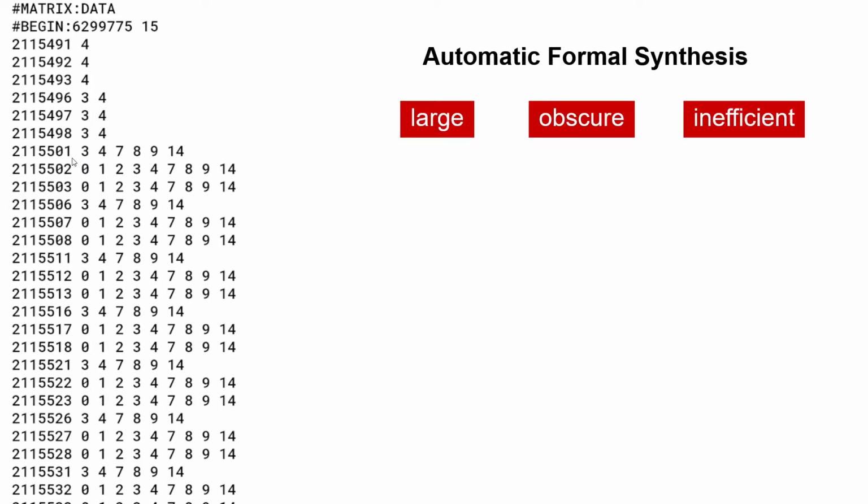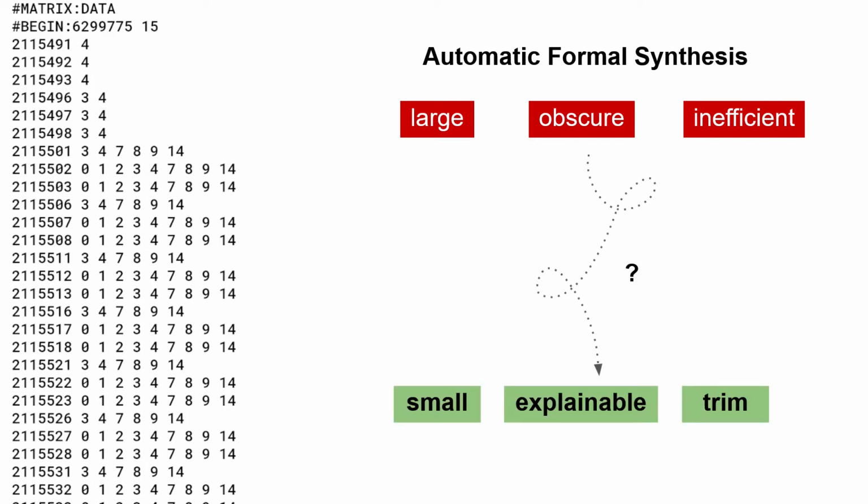Automatic formal synthesis produces controllers which are correct for a given specification, but they are often large, obscure, and contain redundant parts, so they are unnecessarily over-consuming resources. Wouldn't it be great if we were able to get controllers which are not only correct by construction, but also small, explainable, and trim? In this video, we show you how our tool often achieves that, relying on two ideas.